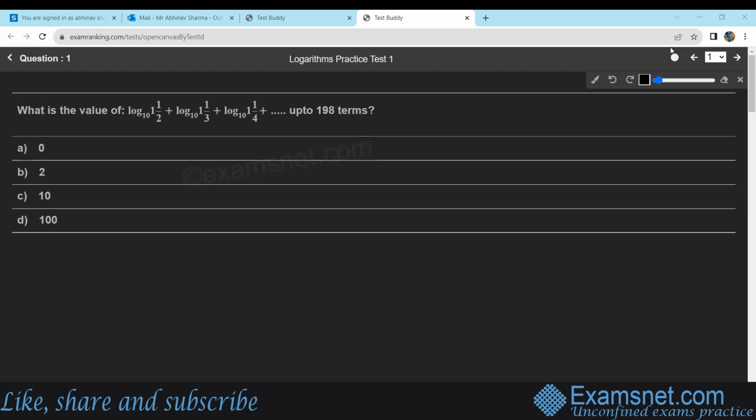The question is, what is the value of log base 10 of 1 and a half, plus log base 10 of 1 and a third, plus log base 10 of 1 and a fourth, up to 198 terms. Okay, so let us just simplify the fractions first. The fractions can be easily simplified.